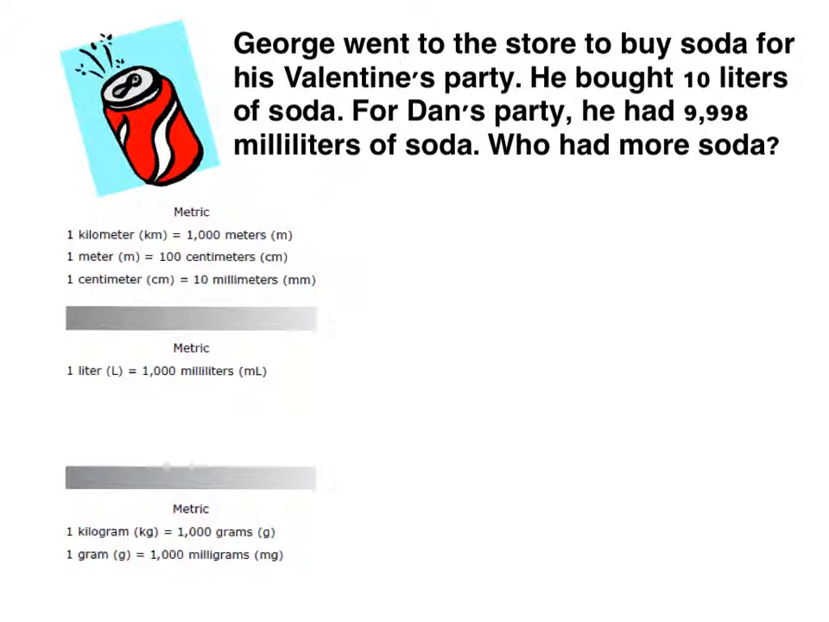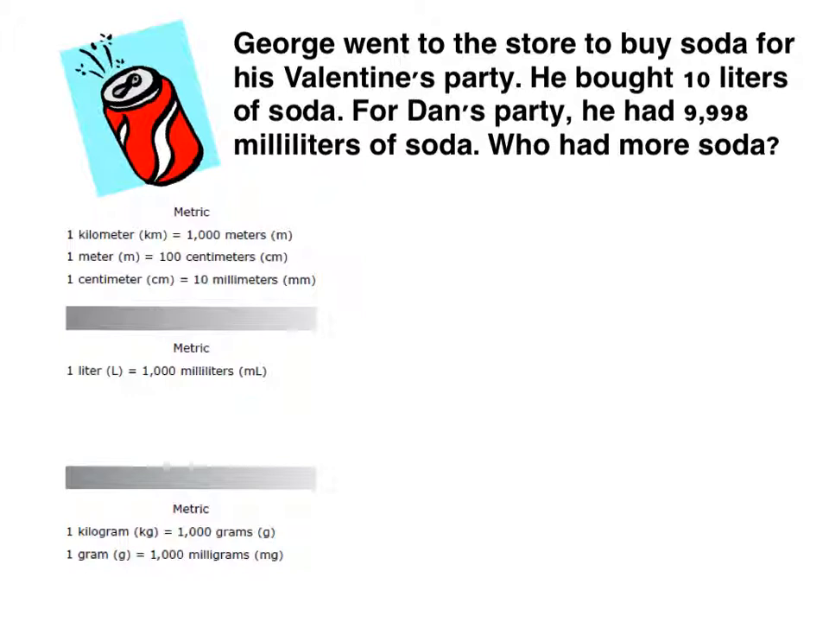Okay, so George went to the store to buy soda for his Valentine's party. He bought 10 liters of soda, and for Dan's party, he had 9,998 milliliters of soda. Who had more soda? So we're going to do a comparison here, but for right now we can't compare them because George's soda is listed in liters and Dan's is listed in milliliters, so we have to do a conversion. The same thing with the other problems. Doesn't matter which one you use unless it asks you what unit to have, or you look at your answer choices to see what units are down there.